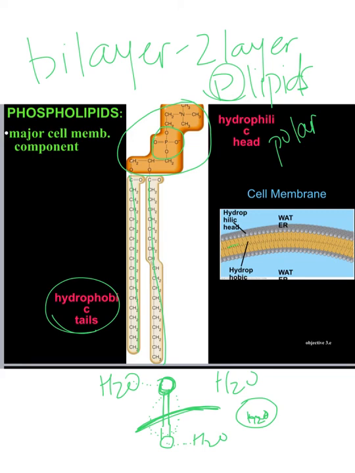So you can see that here in this picture. I'll draw a line right down the middle. So we have layer number 1 up here interacting with water outside the cell, and we have layer number 2 down here interacting with the water inside the cell. So hopefully that makes sense for you.